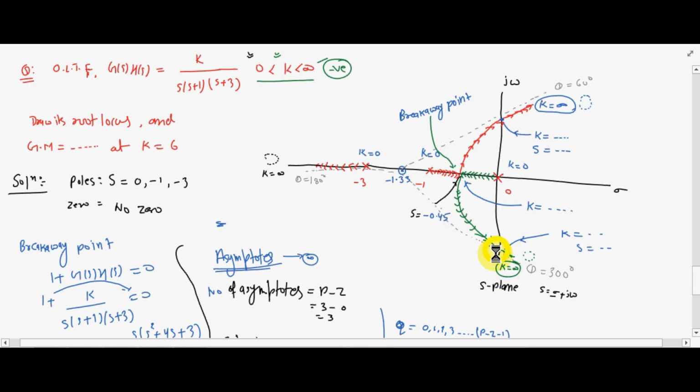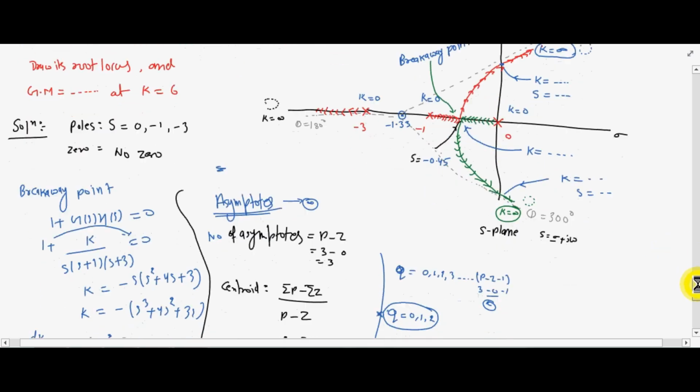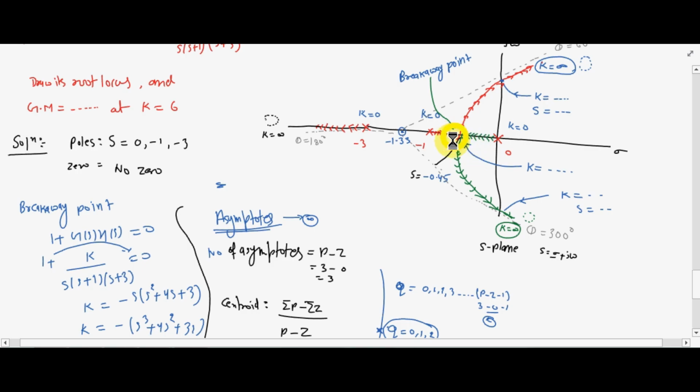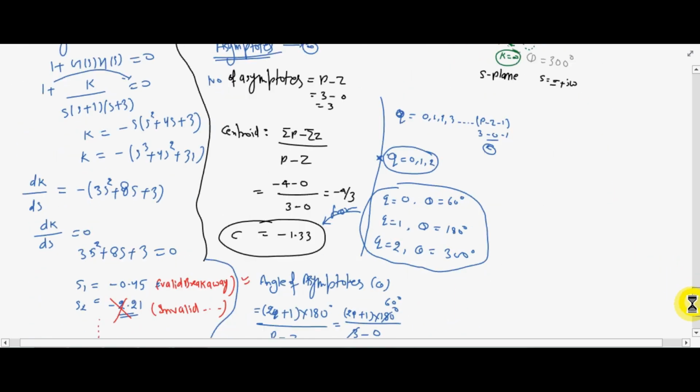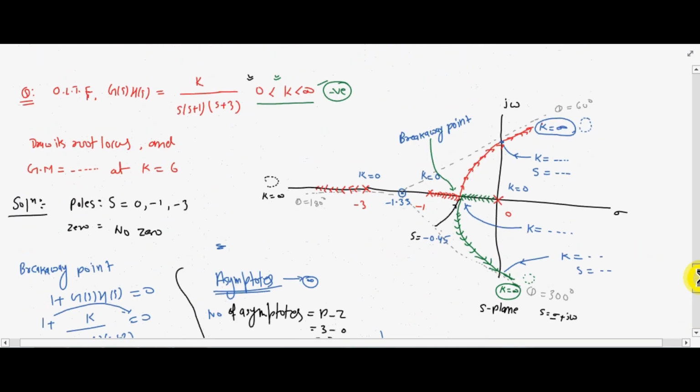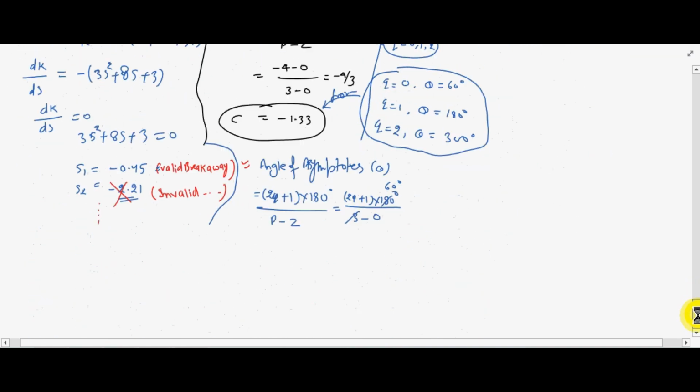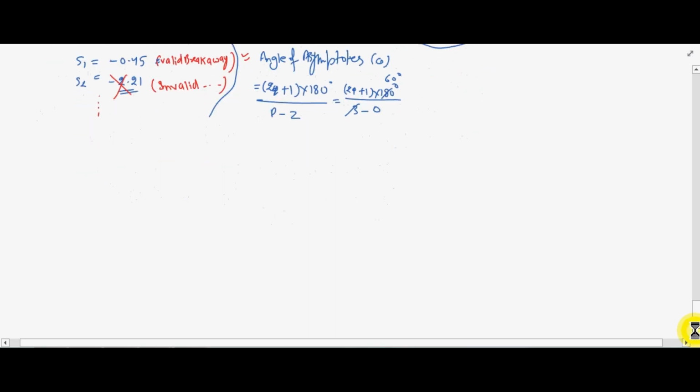At this point when again our root locus cross the j omega axis, we do not know what is the value of k. Then we have to calculate what is the value of k and s in this point and this point also. Now means breakaway point. To calculate the value of k at breakaway point, we use the magnitude criteria. Now, what is the magnitude criteria? Magnitude criteria say that.